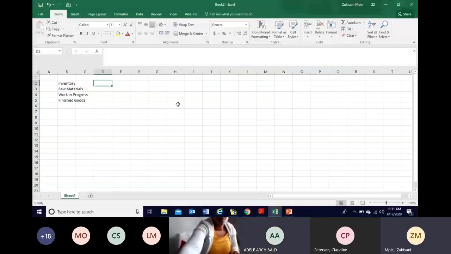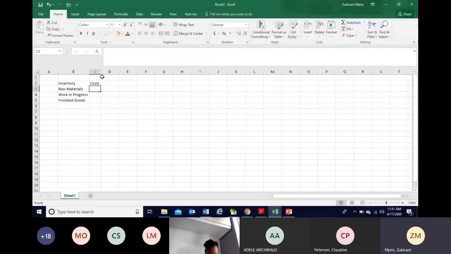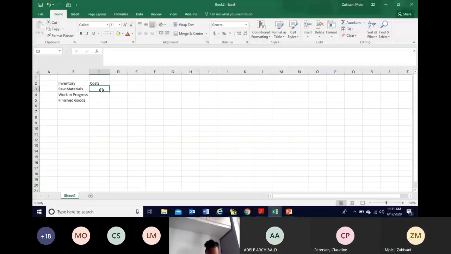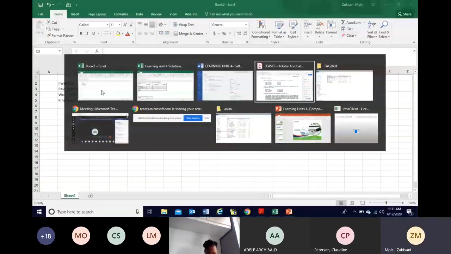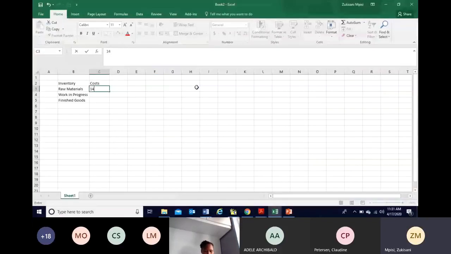So the cost that you have been given, I'm going to show you, this is the cost that you have been given. They've told you that in terms of the cost, raw material is 140,000, work in progress is 200,000, and finished goods is 50,000.